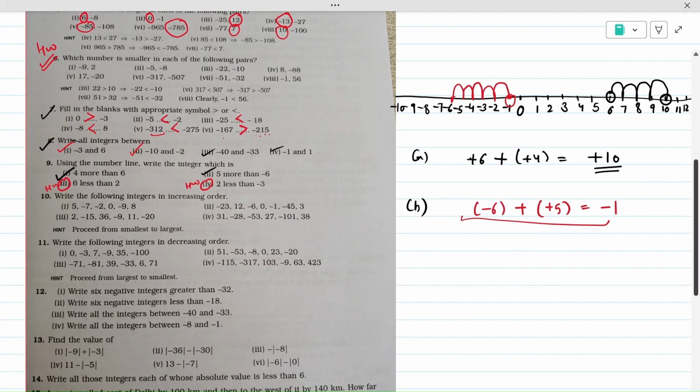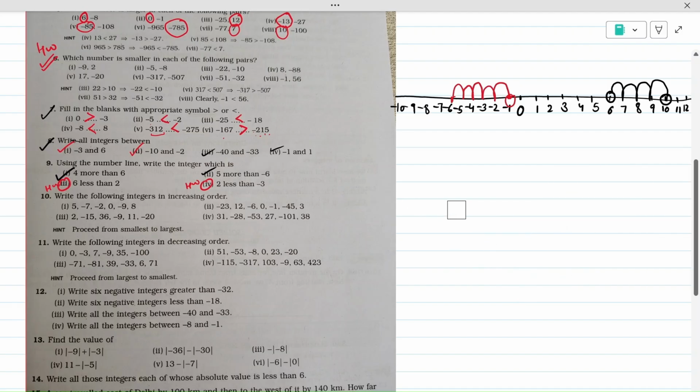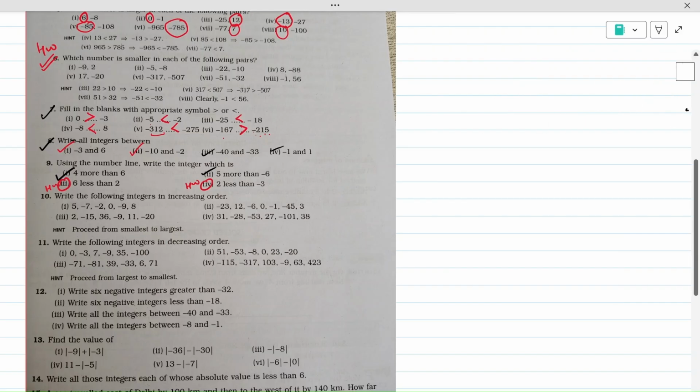Next, what we have here is we have to write down the following integers in increasing order. First, let me erase all this. So what we have to do, we have to compare the numbers so that we can write them in increasing order. Increasing order means smallest to biggest, right? And these are the set of numbers given to us.